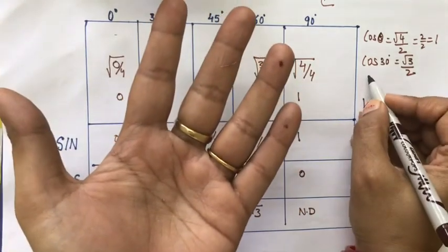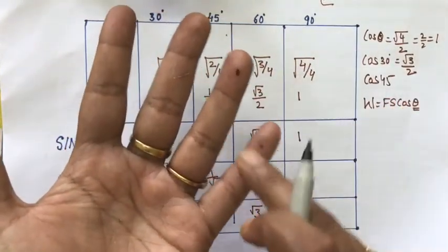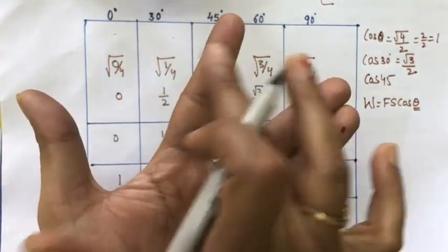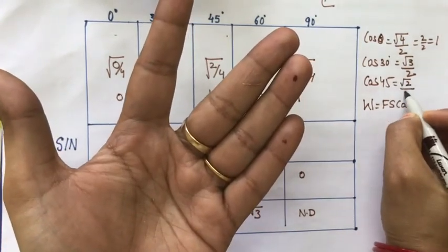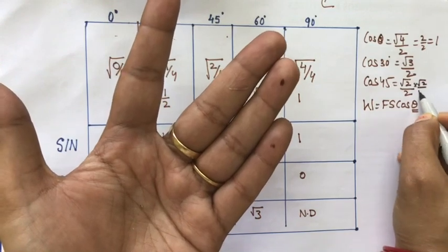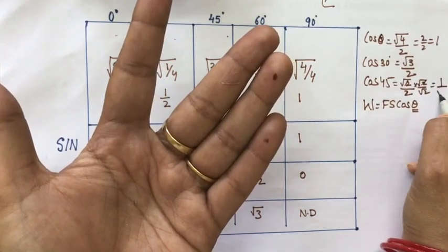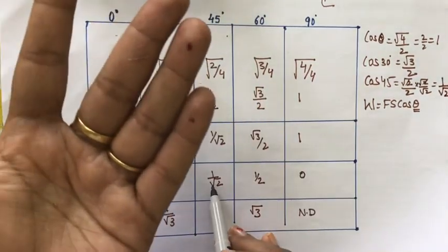Similarly, we can go for the next value, cos 45. So this is 0, 30, 45. How many fingers are left? 2. So this is root 2 by 2. Root 2 by 2 is nothing but, if you multiply by root 2 and root 2, this will get cancelled, it is nothing but 1 by root 2 only. So cos 45 is 1 by root 2.